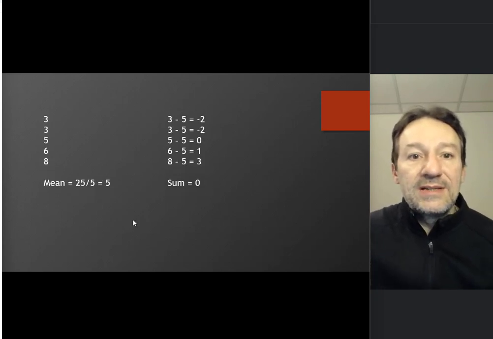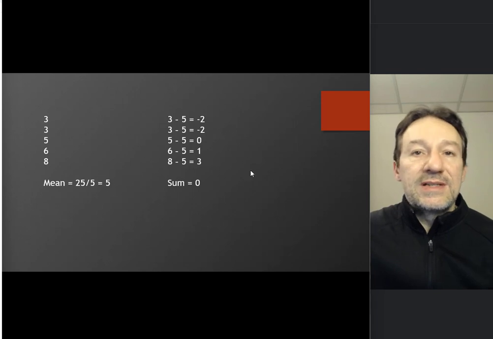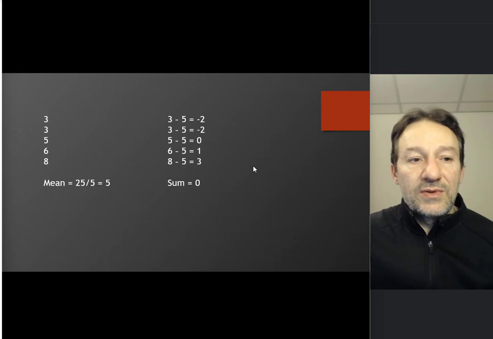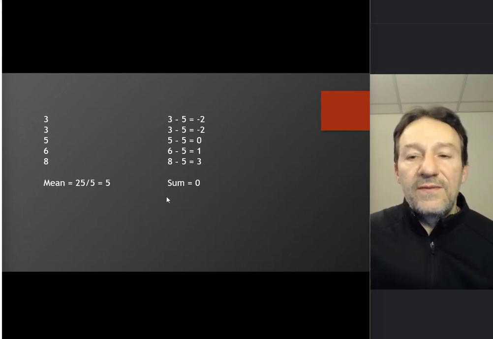Here's another data set just to show you again: 3, 3, 5, 6, 8. Exact same thing. It's -2, -2, 1, 3, and if you sum them up, you're going to get 0. So the mean of the deviations is not useful at all. So in looking at variability, stats people generally favor standard deviation as the measure of variability.